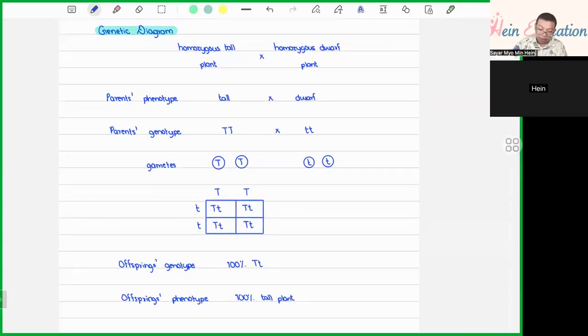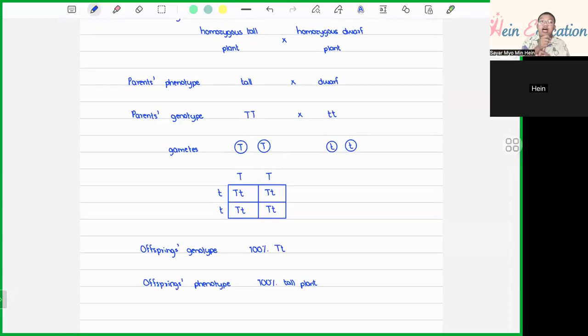So let's go back one more time. We start off with the parents' phenotype, so we write the phenotype, tall and dwarf, and then the parent genotype will be capital T and small t. And we get the gametes, and then do a Punnett square, and then we write the offspring's genotypes and offspring phenotype. Okay, so now this is the first generation.